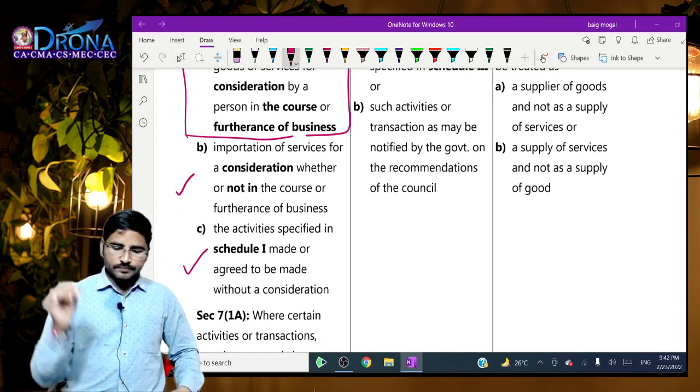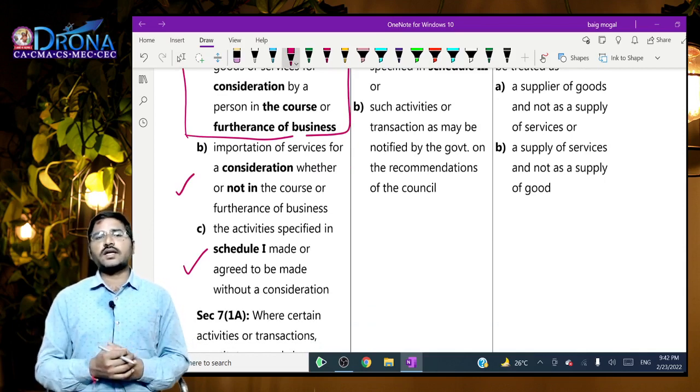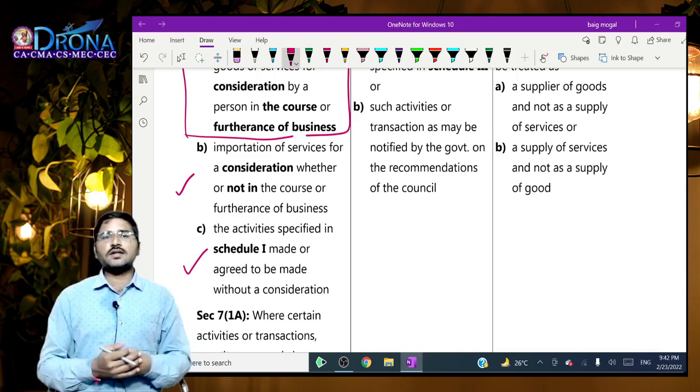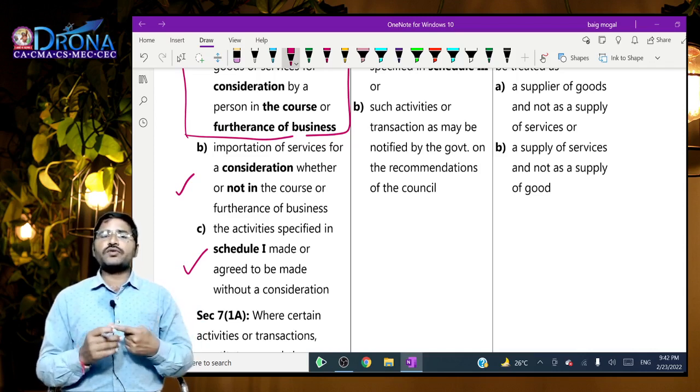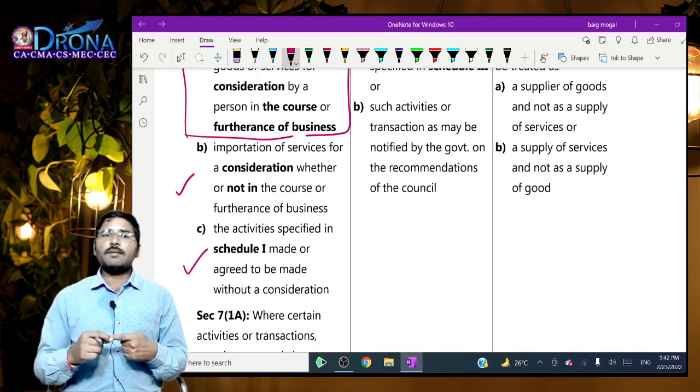And next, section 7 subsection 1 clause C: the activities or transactions which are given under Schedule 1, if those are transacted even without consideration, would amount to a supply. Now in Schedule 1, 4 transactions are covered. Number 1, permanent transfer or disposal of business assets. Suppose you are purchasing any good and you are availing input tax credit on it, it will become a business asset.